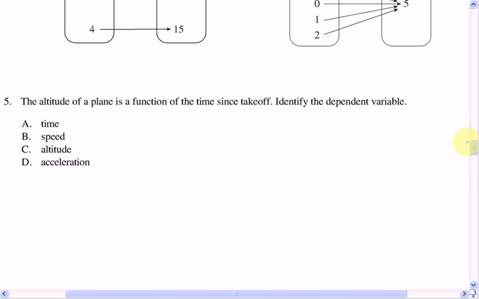How about this one? Number 5, the altitude of a plane. So this is the altitude. Altitude is just another word for the height. Okay. The height of a plane is a function of time since takeoff. So we have to identify the dependent variable. Okay, is a function of.